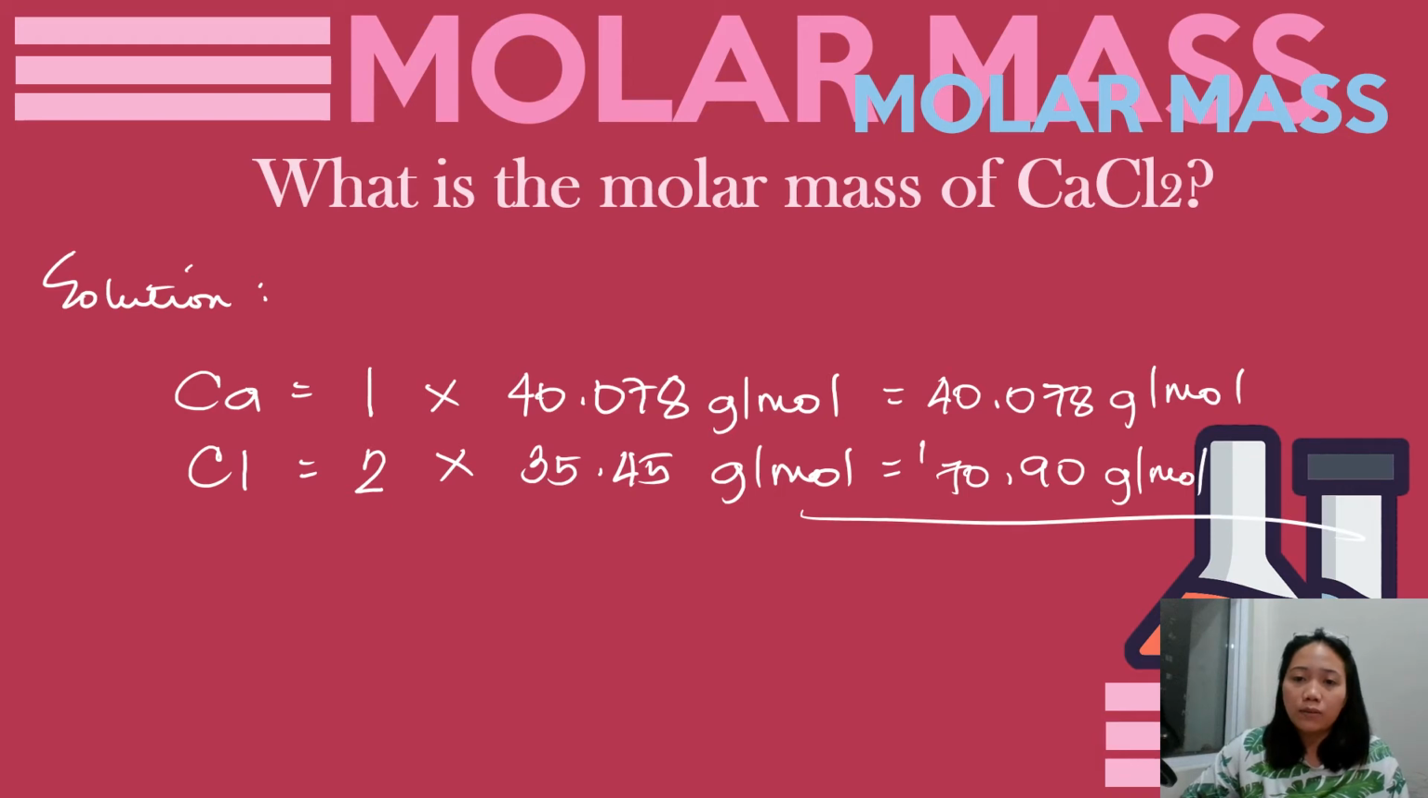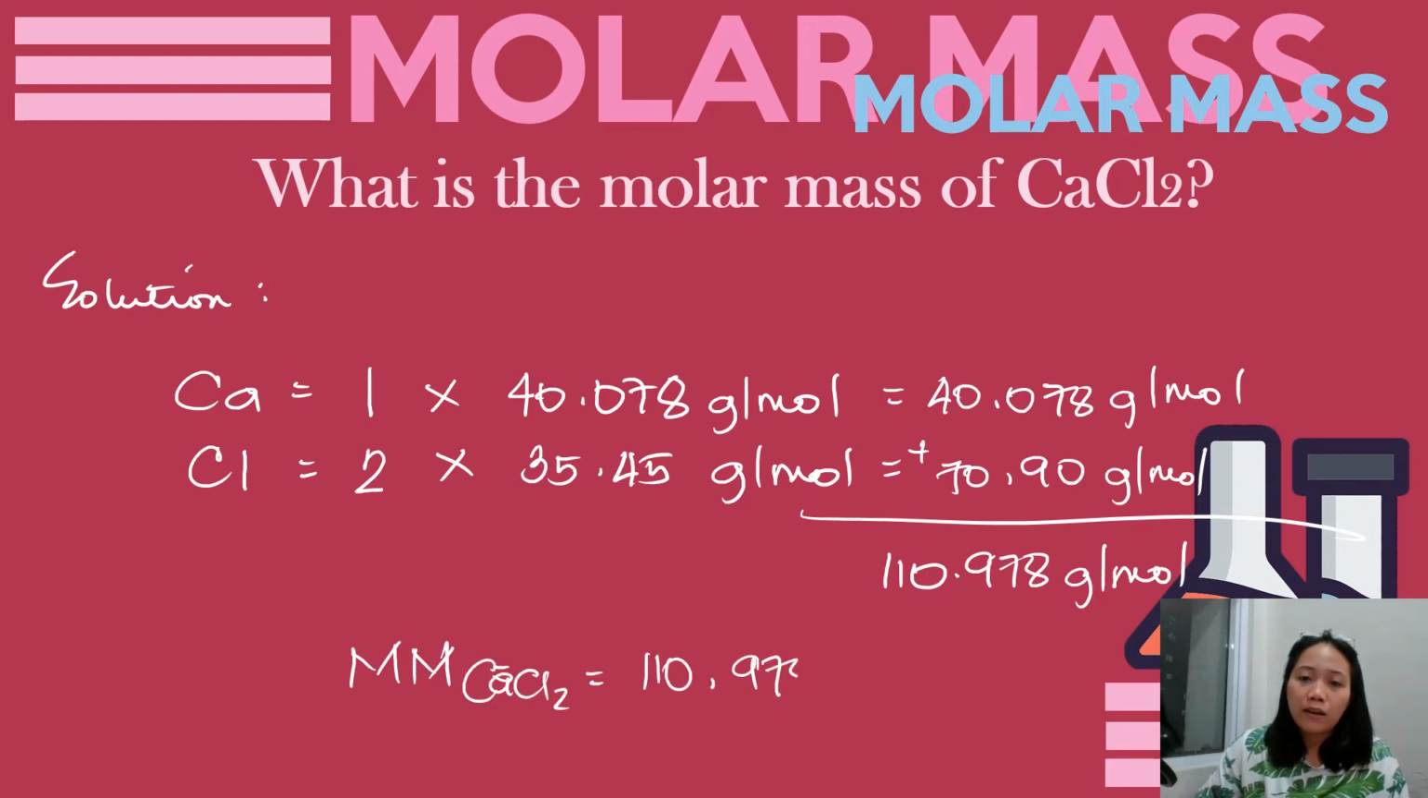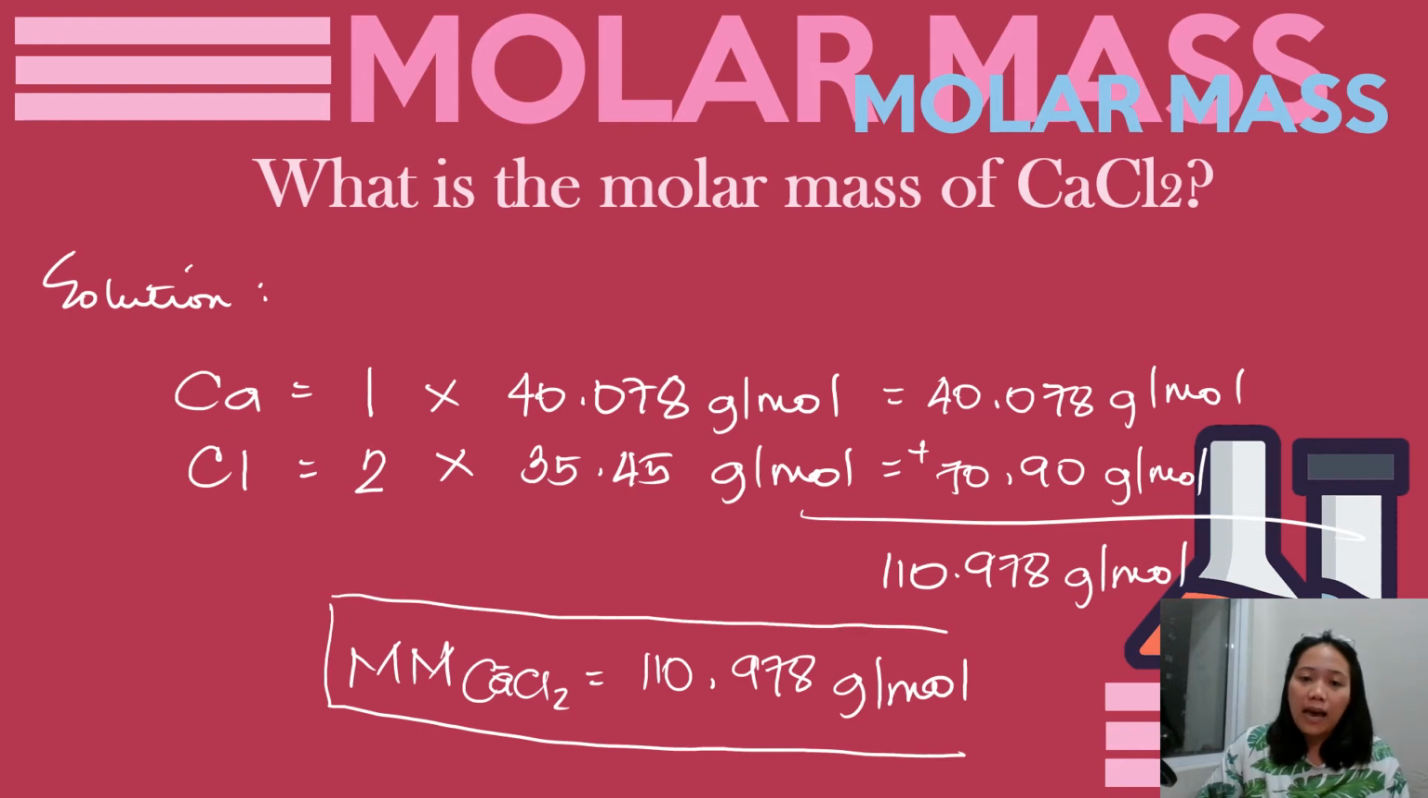Then all you have to do is to add everything. Then you'll get 110.978 grams per mole. That means that your molar mass for your calcium chloride is equal to 110.978 grams per mole. Again, don't forget to box your final answer. So that is now the molar mass of your calcium chloride. Let's now have the last problem in this video.